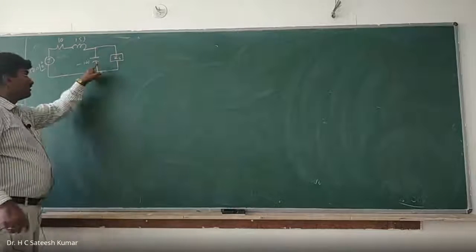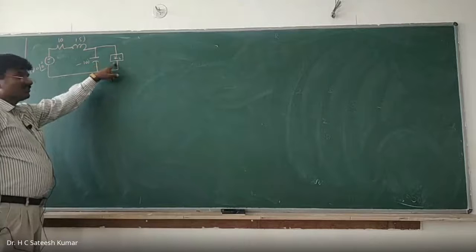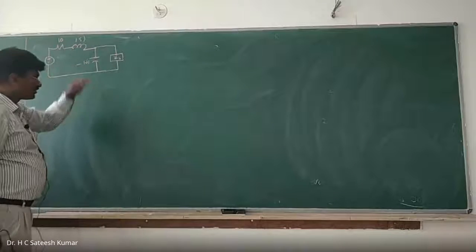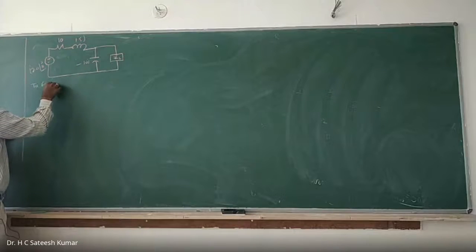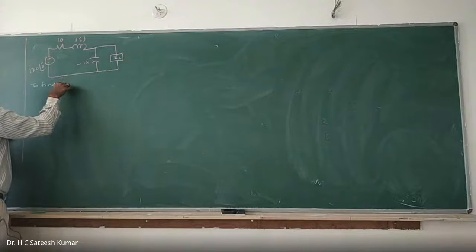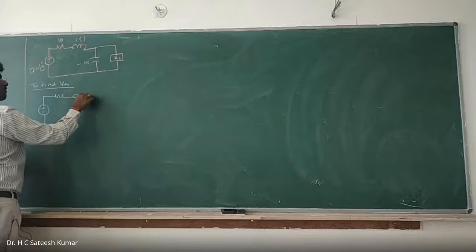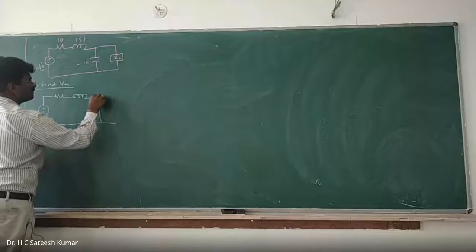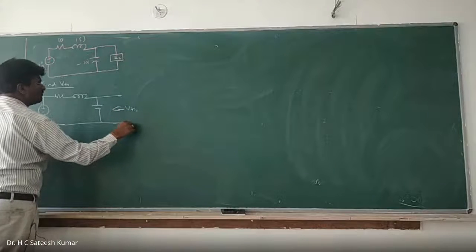Now, even though a capacitor is there, don't take this one as the load. ZL is the load. Therefore, this will come to the source only. So what you should do is find VTH. This is your VTH. Make the load open.